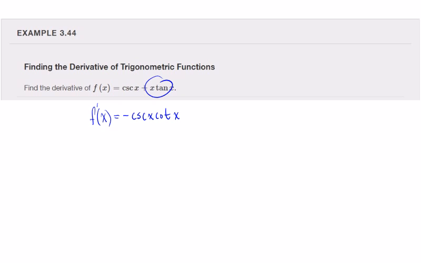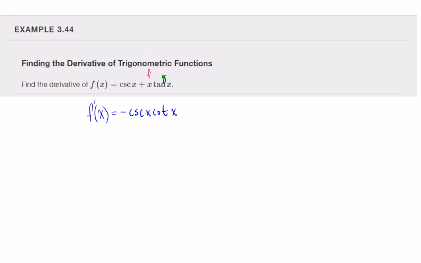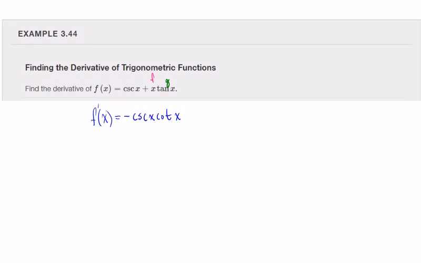Now we need to find the derivative of this part, right? And that's where we have a little product rule going on. So we have a f function and a g function. So what is the derivative of f? Good, it would be 1. And what's the derivative of g? Yeah, the derivative of tangent would be secant squared.